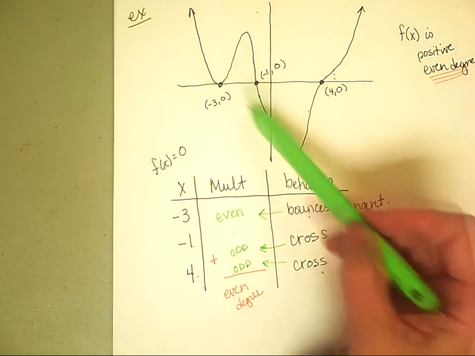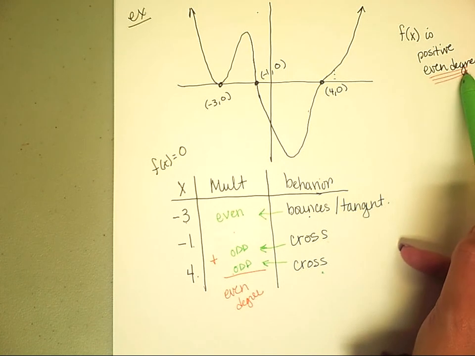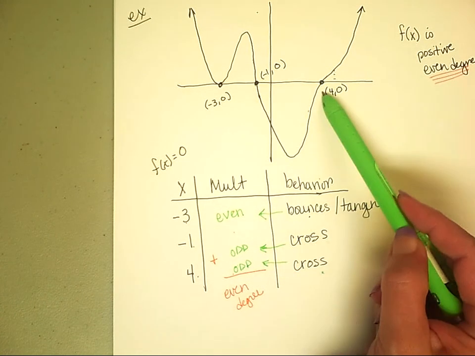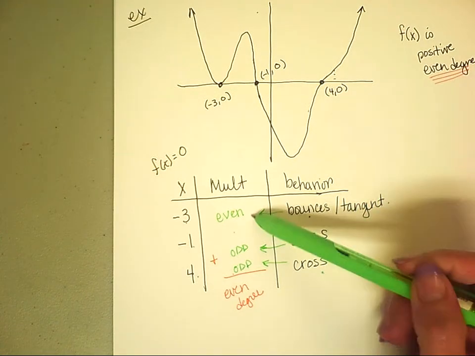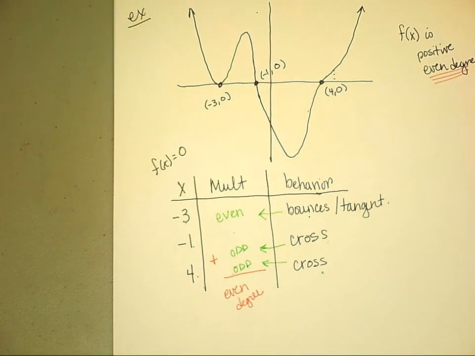So this is all I can really say. If I was given this graph, I can say that the function f of x here is positive even degree. I can identify the zeros of the function because I can see the x-intercepts. I can identify the behavior of those, and so I can tell you whether it's an even or odd multiplicity.